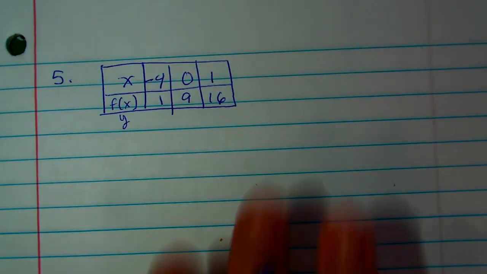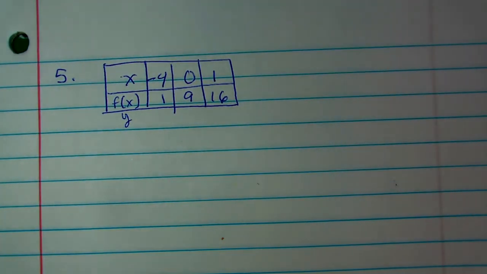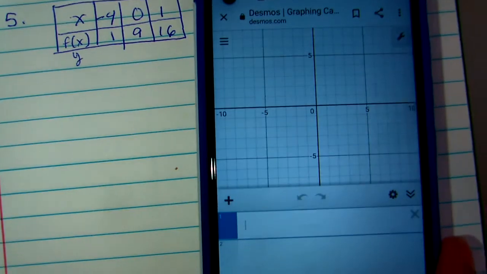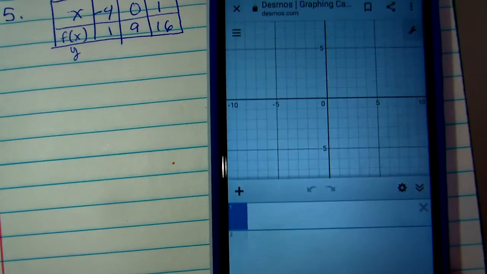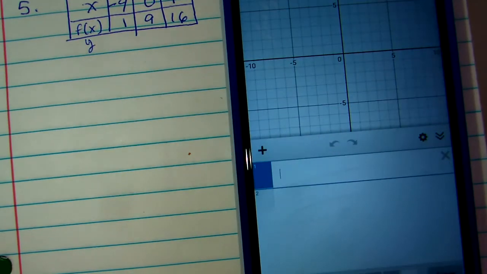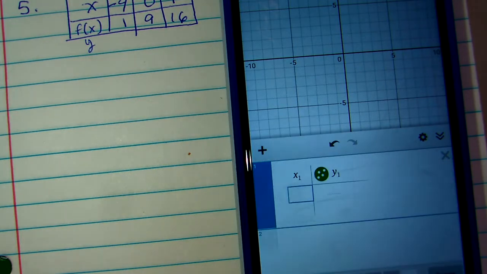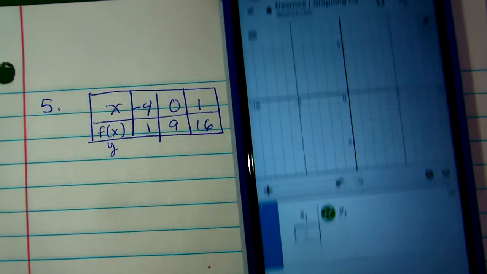Now, since this recording only allows me to show you what I have here on the paper, not what I have on my computer, I'm going to use my cell phone. This is where you go to the Desmos graphing calculator. I will include the link, but remember, you can just Google it. So here's my Desmos graphing calculator on my cell phone. What we do is go to the add sign, add a table, and put these values on the table.